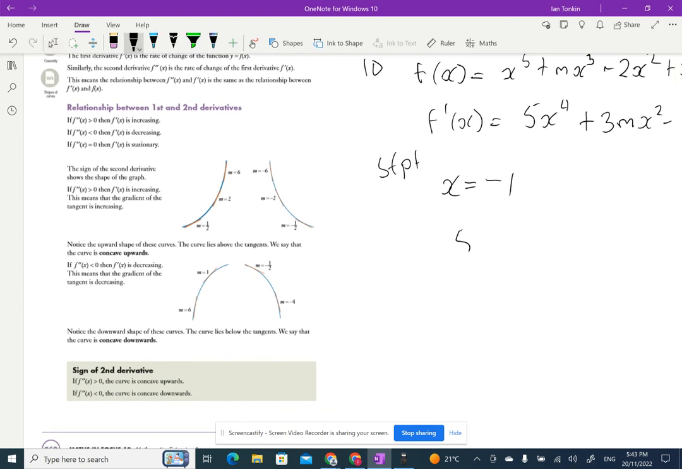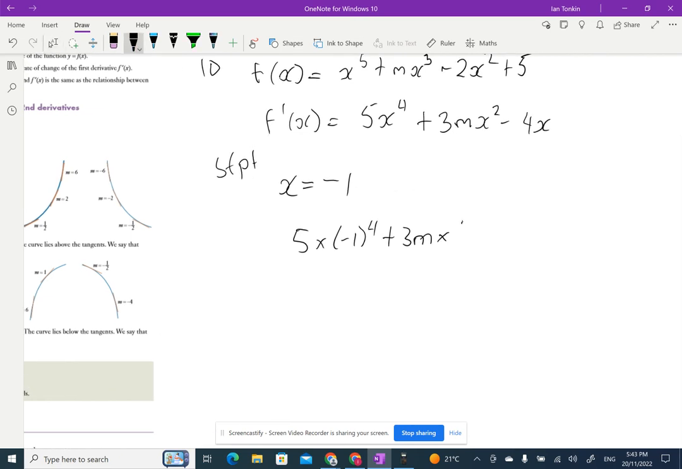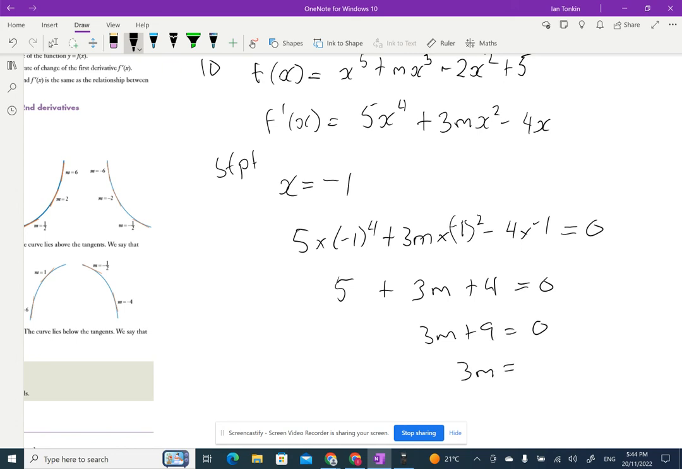So that means 5 times -1 to the 4 plus 3m times -1 squared minus 4 times -1 must equal 0. So -1 to the 4, and that's just 1, so I get 5. -1 squared is just 1, so I get 3m. And 4 times -1 is -4, so I get minus -4, so plus 4. Therefore, 3m plus 9 equals 0. Therefore, 3m equals -9. Therefore, m should equal -3.